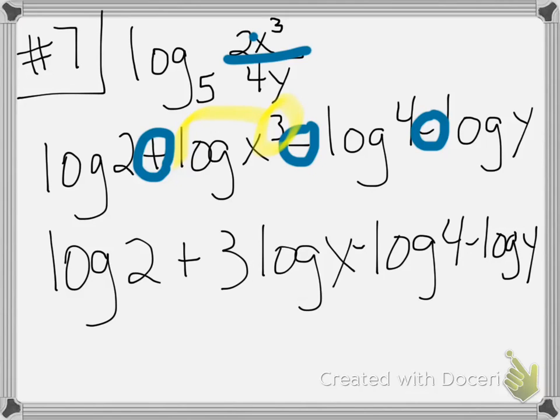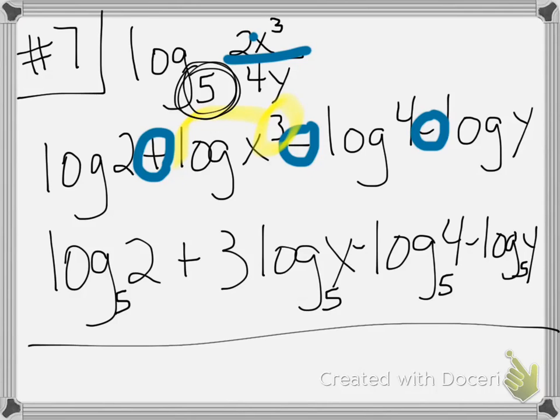Okay? Now look, I didn't put that little 5 in there yet, because sometimes that can be confusing or get in the way. So now I'm just going to go back, and next to my log, I'm going to put my little base 5, because if it starts as base 5, then it has to end as base 5. So that is your expanded answer.